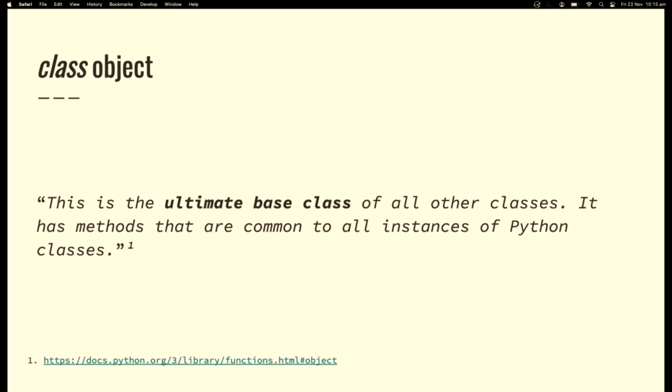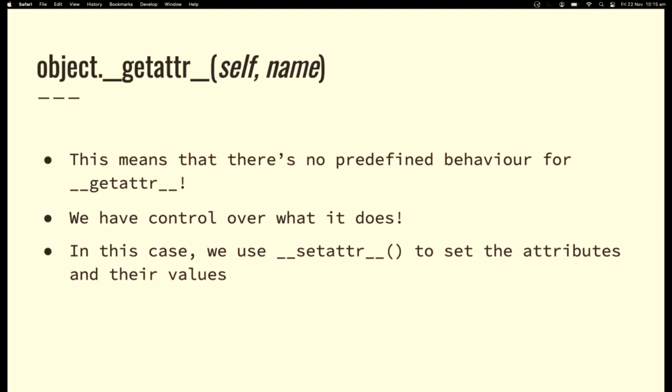What does that mean? So it means that every object in Python has the methods that are attached to the base class. There are other dunders that exist, but ones that are not attached to the ultimate base class don't define default behavior for objects. So because getAdder is not on the base class, that means that we can do whatever the hell we want with it, theoretically, without breaking things. So no predefined behavior for getAdder. We have control over what it does.